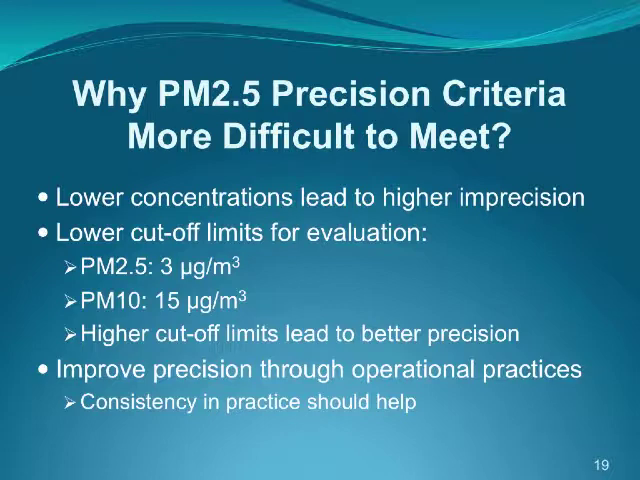The cutoff limit for PM 2.5 is 3 micrograms per meter cubed, compared to PM 10, which is at 15 micrograms per meter cubed, a significant difference. So we take readings from 3 micrograms and above. If you compare 2 results, let's say you got 2 readings, one is 3 and one is 4, that's a significant percent difference compared to 10 and 11.